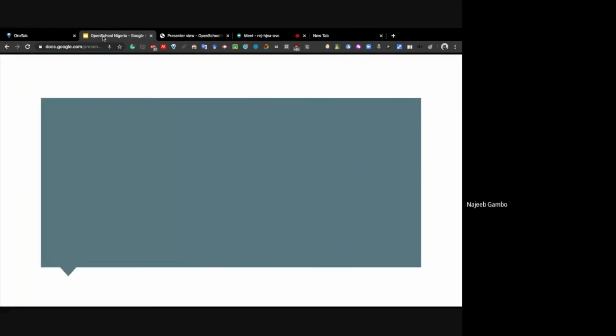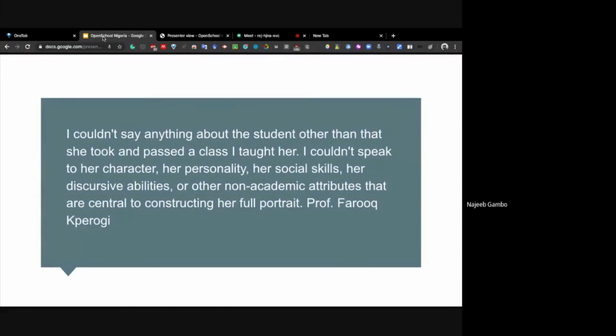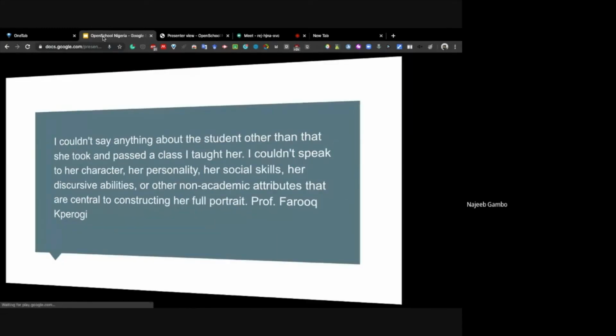And he was saying, when one of his students asked him to write a reference for her, this is what he said: I couldn't say anything about the student other than that she took and passed a class I taught. I couldn't speak to her character, her personality, her social skills, her discursive abilities, or other non-academic attributes that are central to constructing her full portrait, because distance learning couldn't provide everything to the student. So this is his view when he was asked to write a reference on one of his online students.